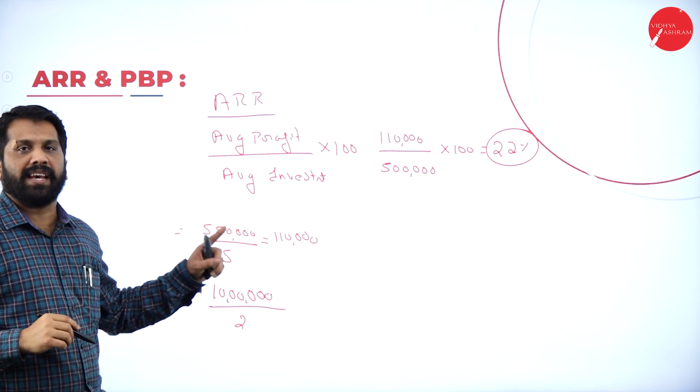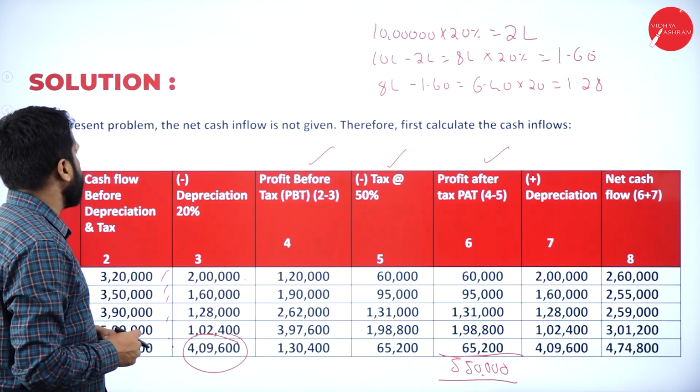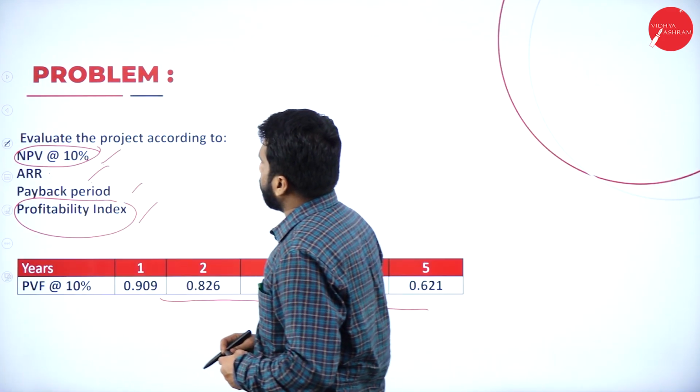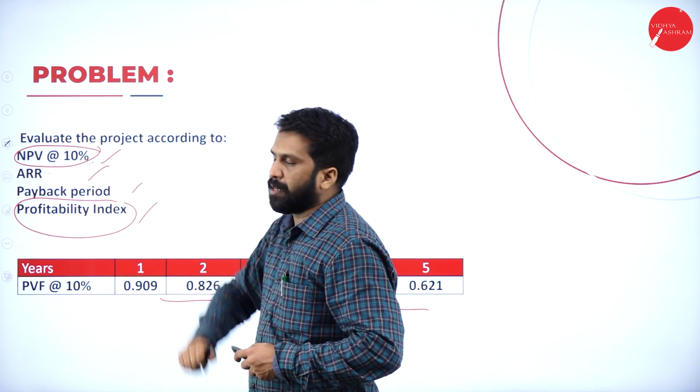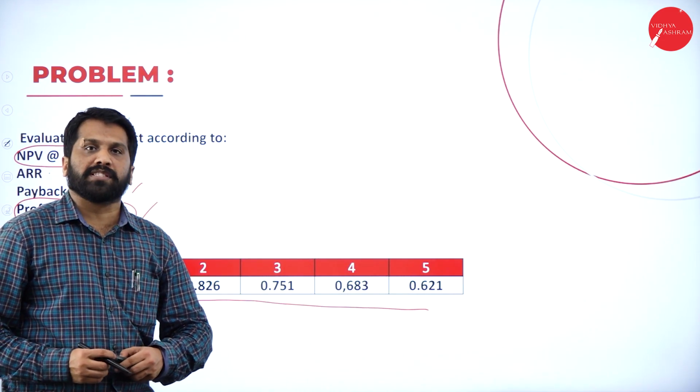This is called ARR. If your ARR is as per this problem, what is your PV factor? 10%. NPV factor 10%. If your ARR is more than 10%, it is positive.